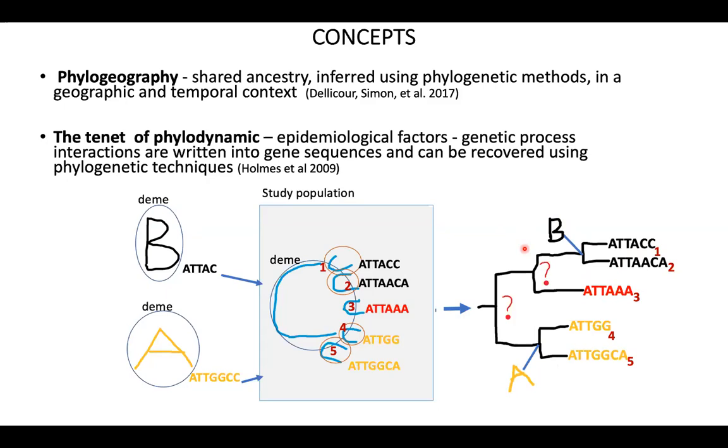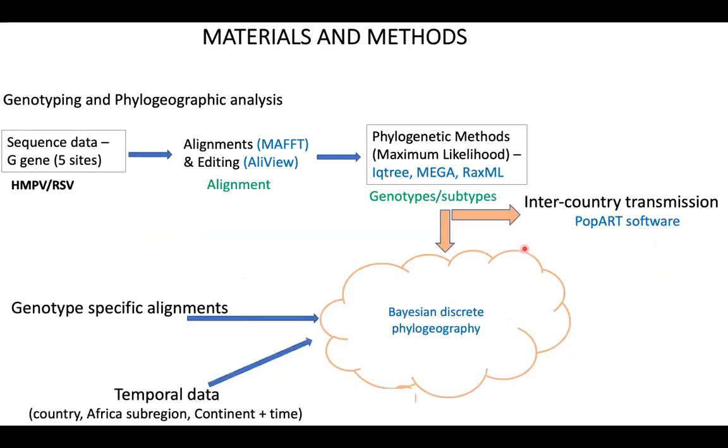So how are we going to do this? Here the blue shows the different software that I'm using. I have sequence data from the 5 African countries for HMPV and RSV. I did sequence alignment and then manual curation using AliView. First we aim to classify the genetic diversity and identify the different genetic variants, and then do genotype-specific Bayesian discrete phylogeography.